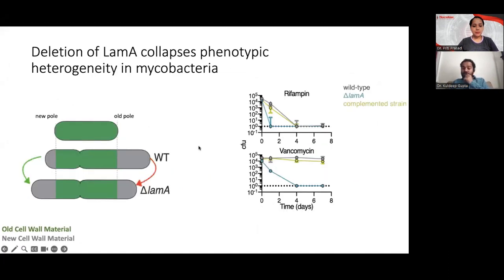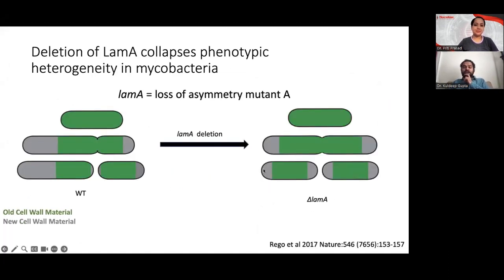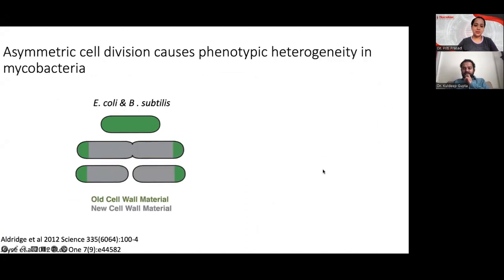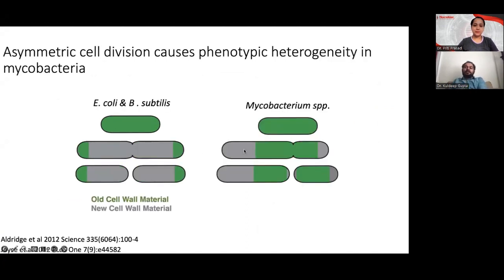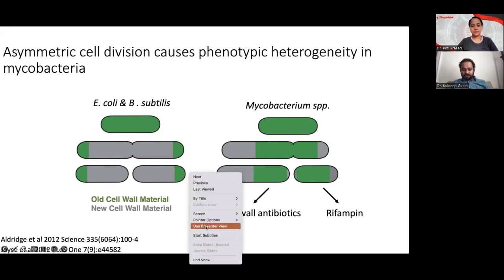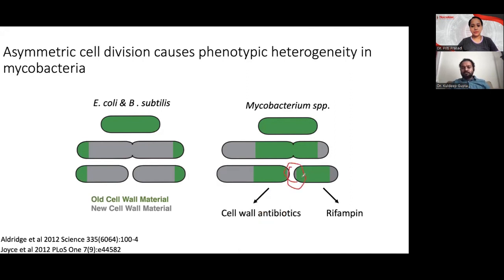So the pole which grows faster, here you see the cell which is labeled with cell wall antibiotic. That's called the old pole. The old pole is the pole which exists before the cell division, and the new pole is the pole which is formed after the cell division. So here, let me use the pen. Do you see this? This is the new pole, and this is the old pole.